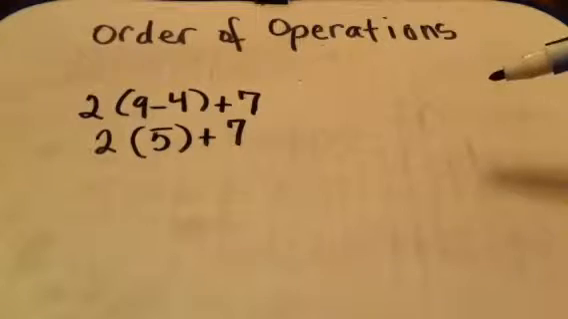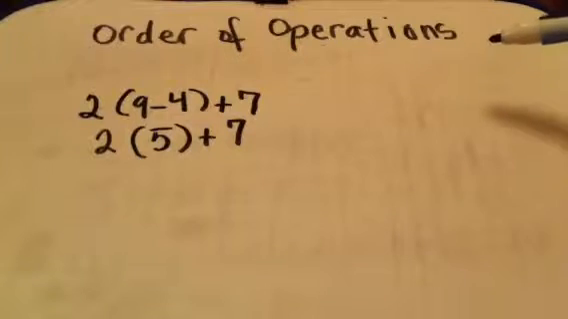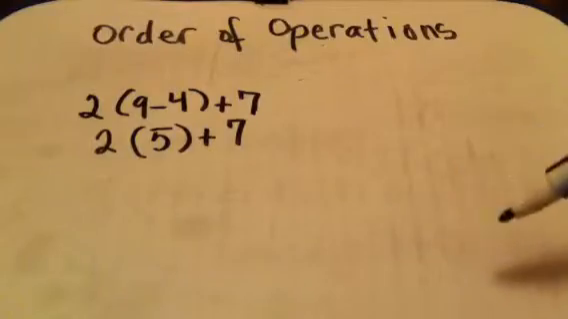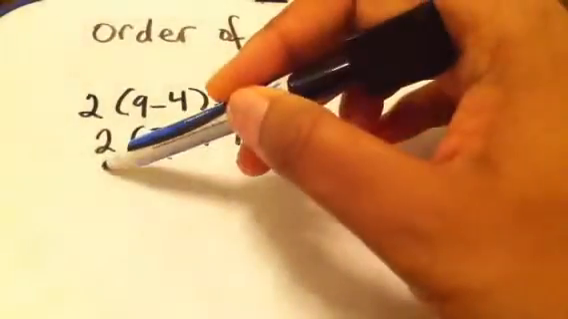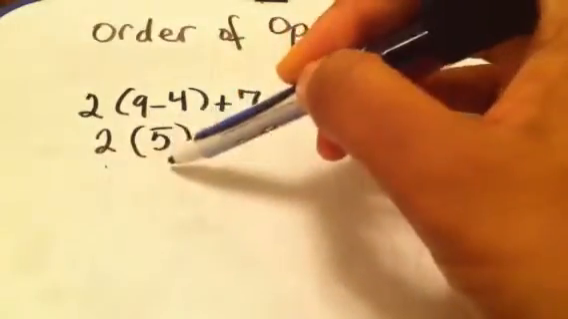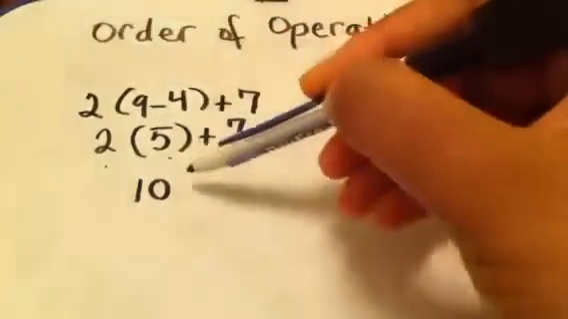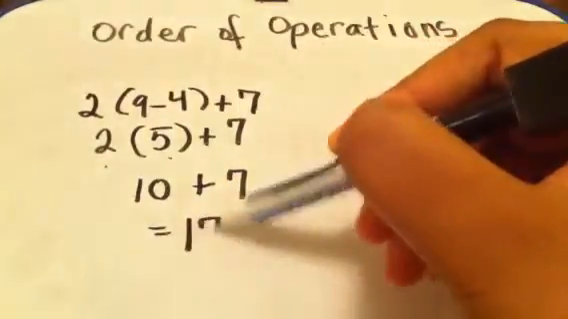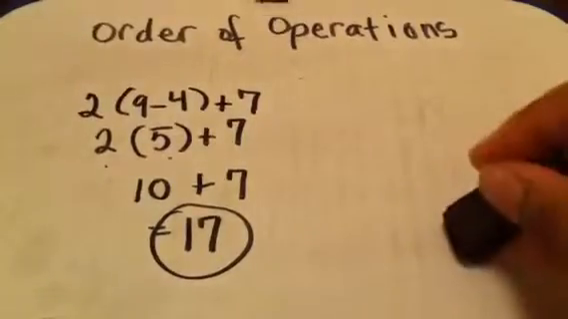Okay, now that we've done our grouping symbols, the next step would be to compute any exponents. And we don't have any exponents in this problem, so we'll just move on to the next thing, which would be multiplication and division from left to right. We see multiplication with this 2 that's right next to the 5. This is a shorthand way of saying 2 times 5. So our answer here, 2 times 5 is 10. 10 plus 7 is simply 17, or positive 17, and there's your answer.